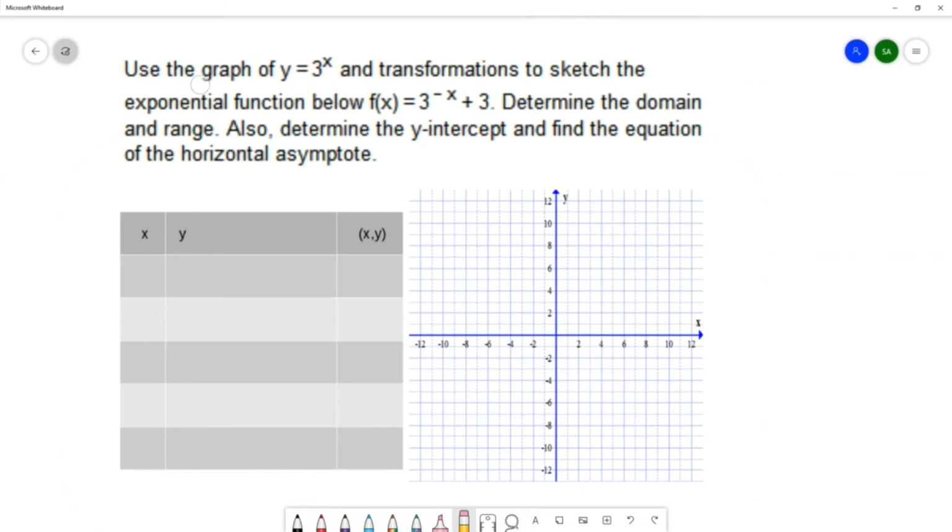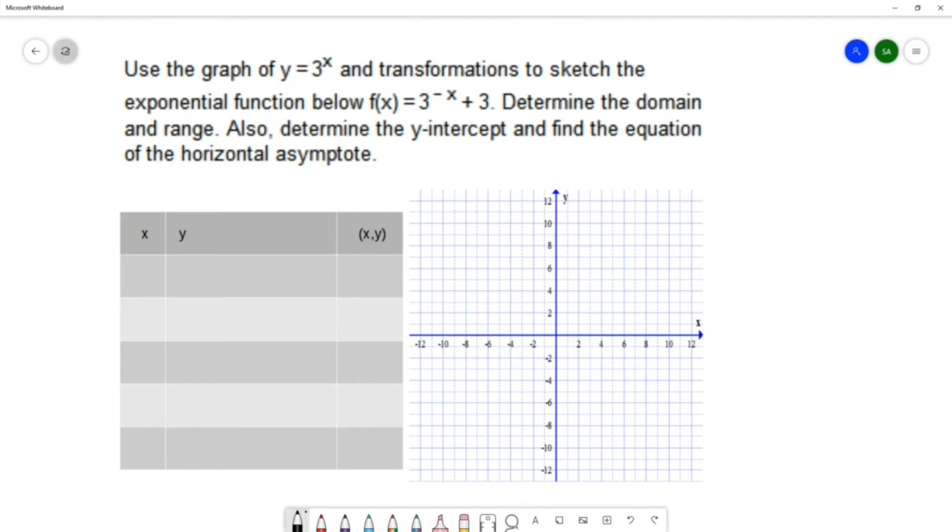For this question, we want to use the graph of y equals 3 to the x and transformations to sketch the exponential function below, f of x equals 3 to the negative x plus 3. In addition, we want to determine the domain and the range, and the y-intercept and the equation of the horizontal asymptote. So I'm going to start by taking a look at the graph of y equals 3 to the x. We're going to sketch the graph of y equals 3 to the x by plotting points.